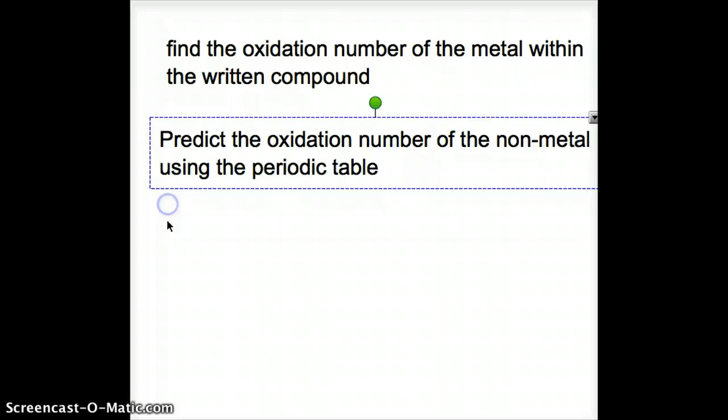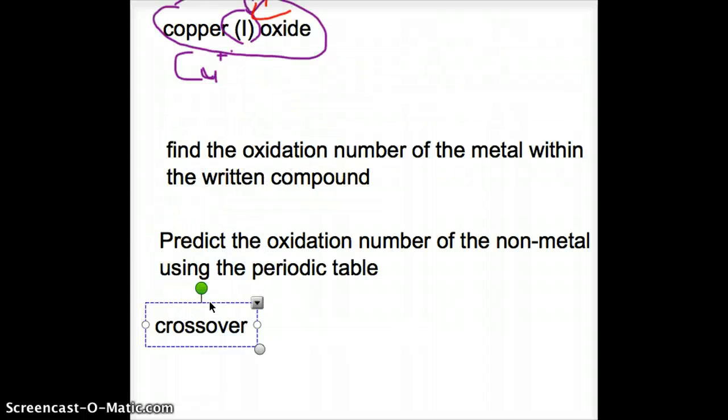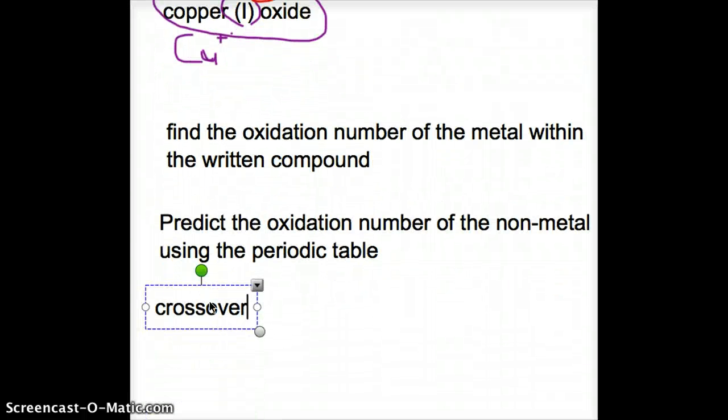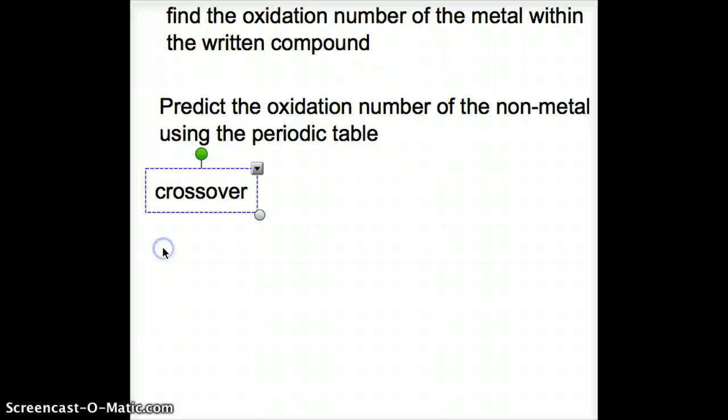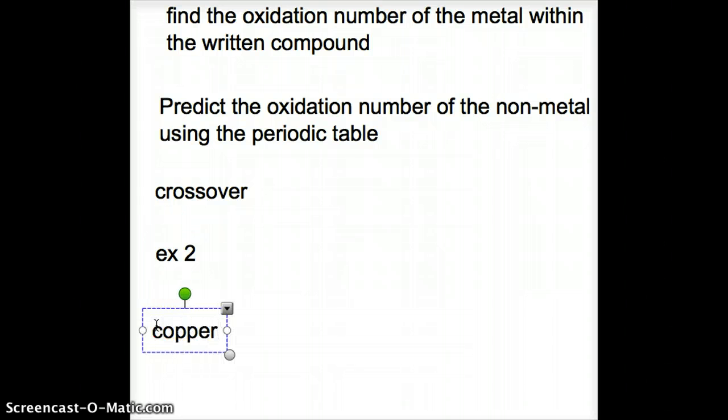And our last and third step, to write a chemical formula, we know that a crossover is involved. So let's take an example. Let's say if we had copper 2 chloride.